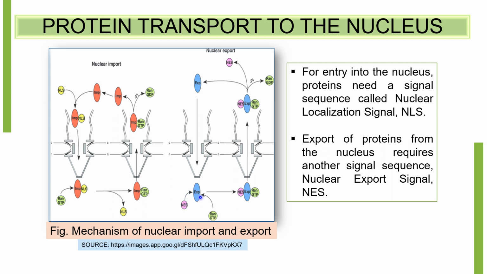NES. This leads to the formation of a trimolecular cargo complex, which translocates out of the nucleus through the nuclear pore complex. In the cytoplasm, Ran hydrolyzes the bound GTP, leading to the release of exportin and the protein cargo into the cytoplasm. Thus, protein gets exported out of the nucleus in this way.